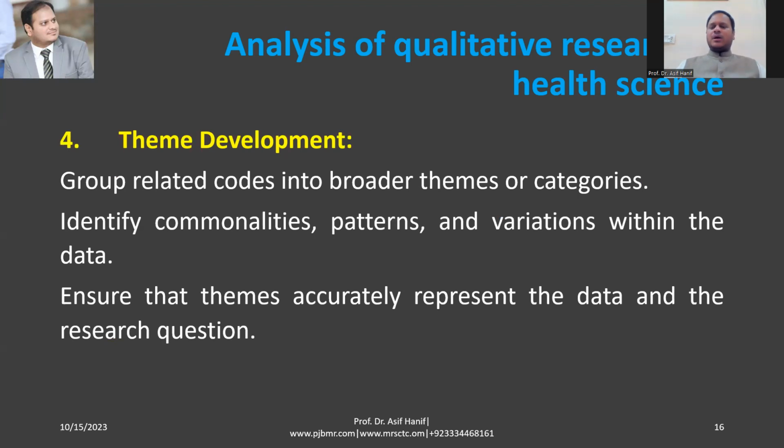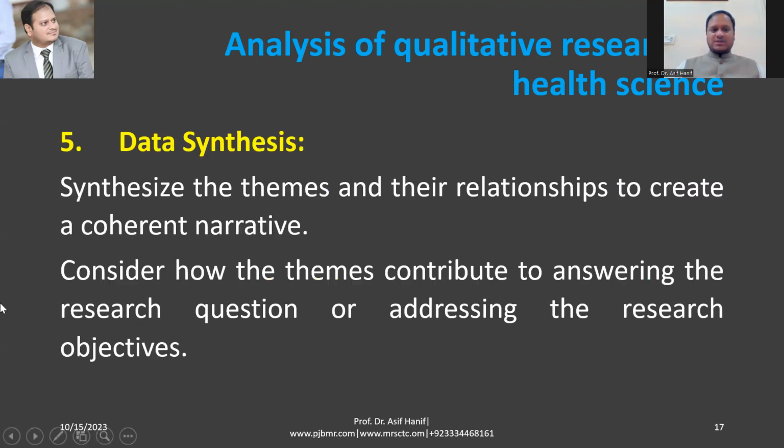For example, among the 20 people, 5 are saying this, 5 are saying this, 7 are saying this, and 3 are saying this. So it is very important whether their points are in agreement or disagreement with each other. You need to ensure that themes accurately represent the data and the research question you asked.